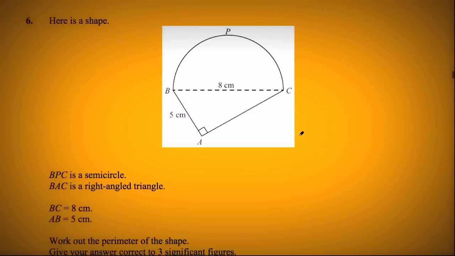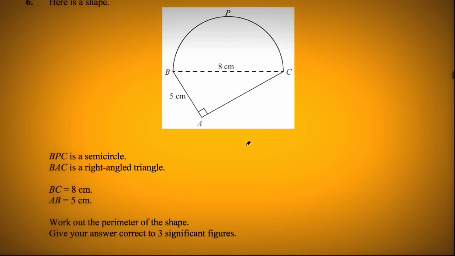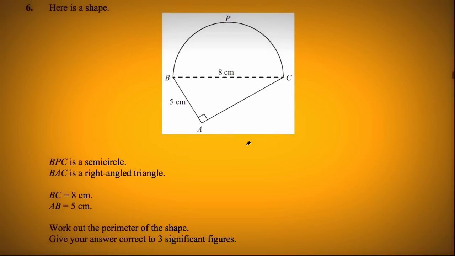Question 6, here is a shape. BPC is a semicircle. BAC is a right angle triangle. BC equals 8 centimeters, AB equals 5 centimeters. Work out the perimeter of the shape. Give your answer correct to 3 significant figures.